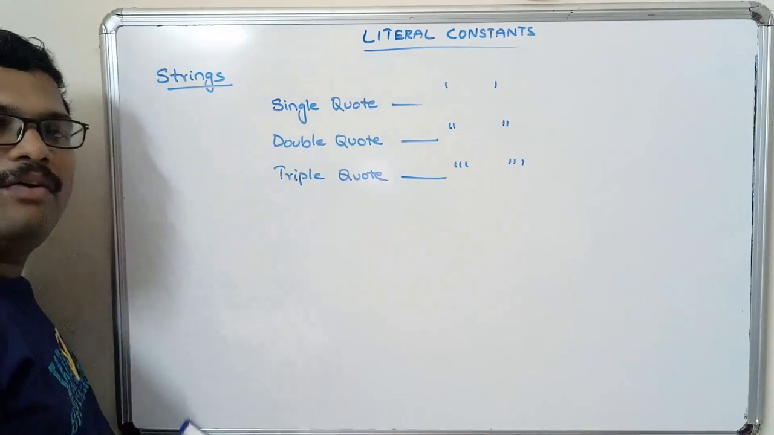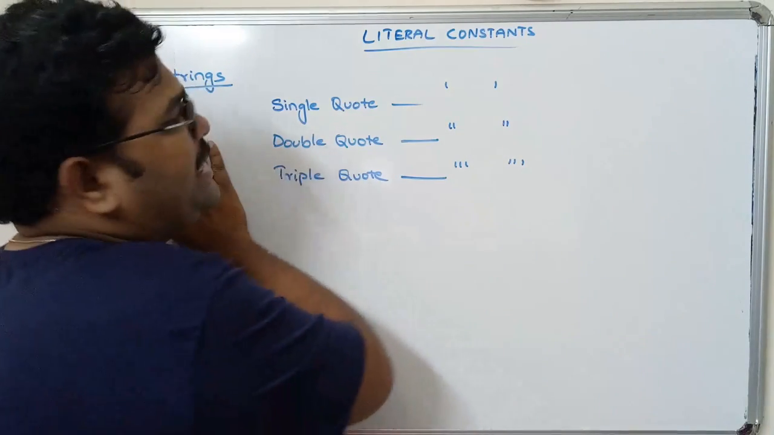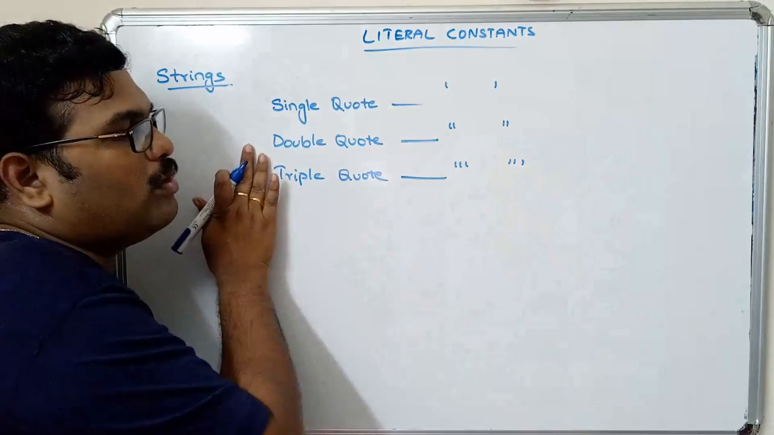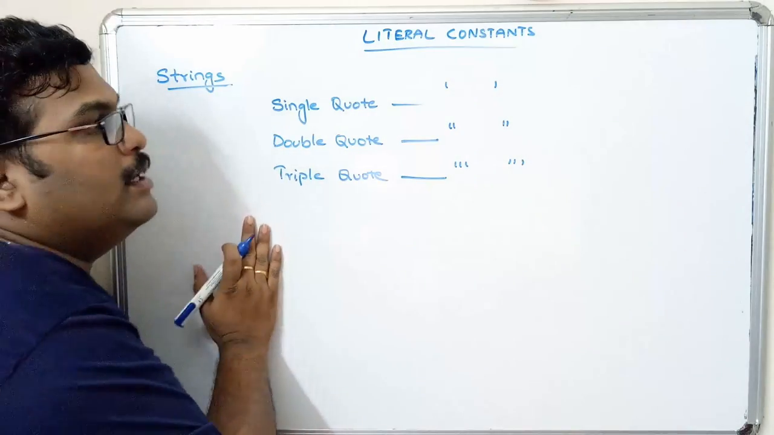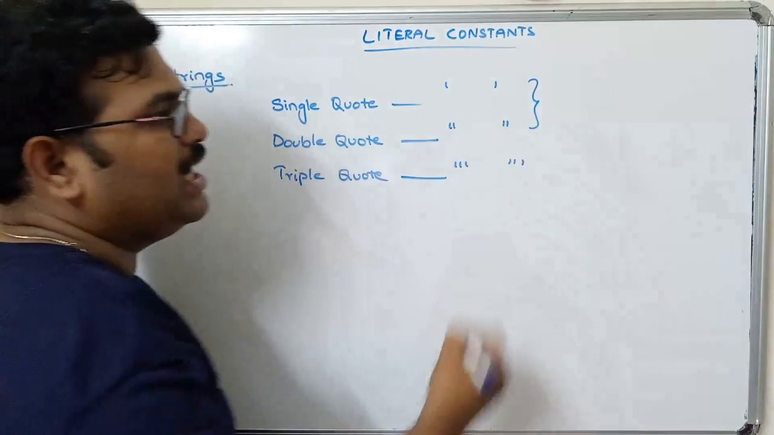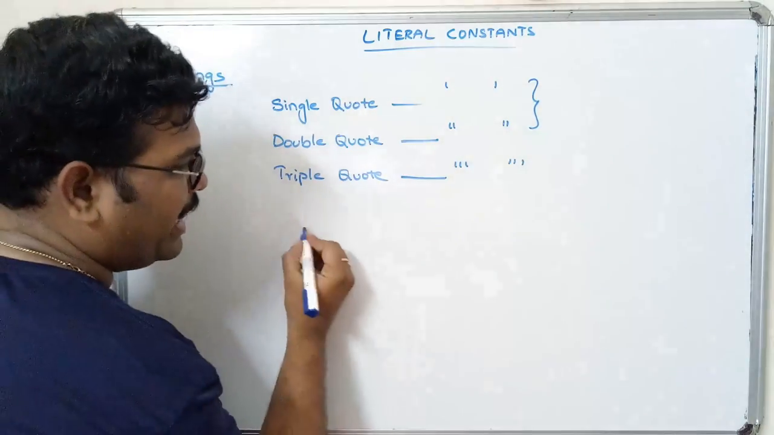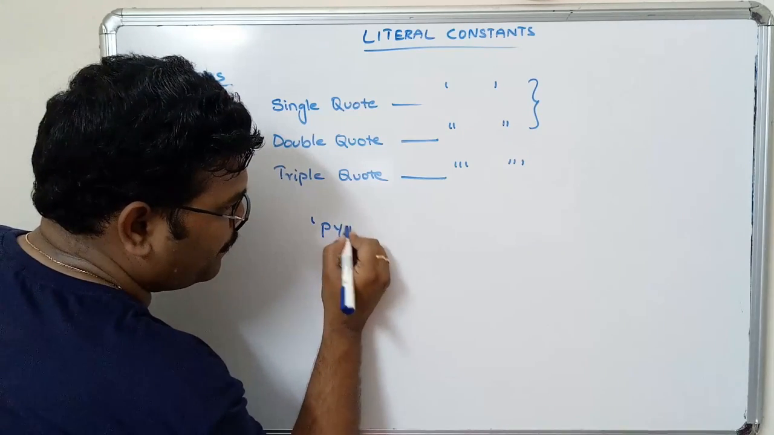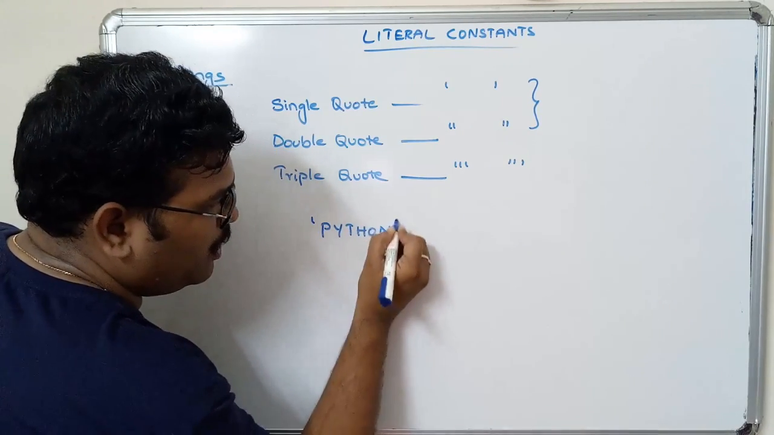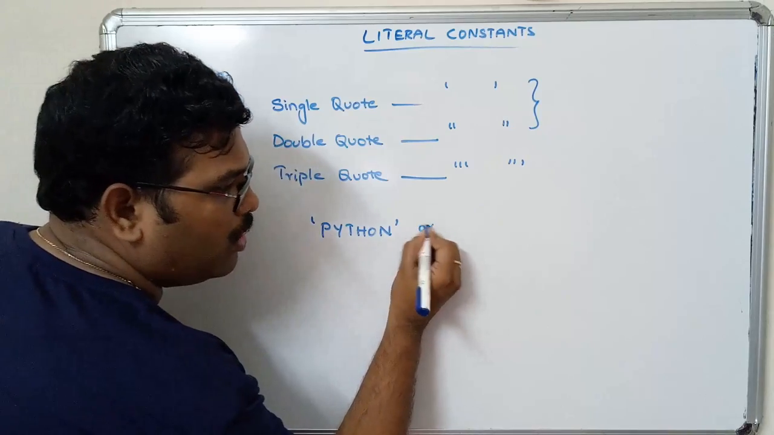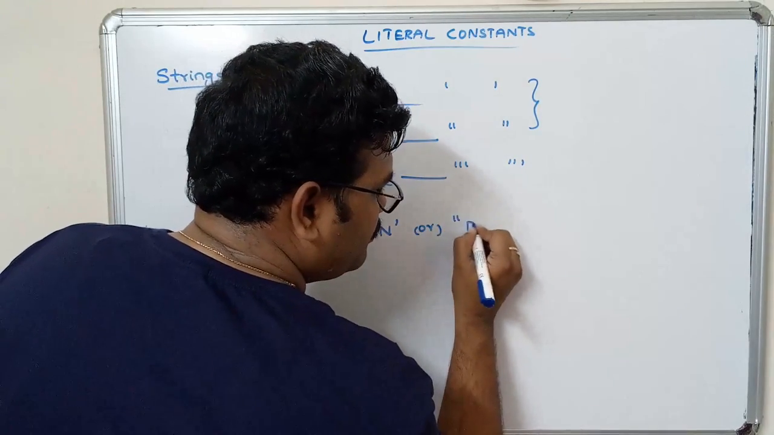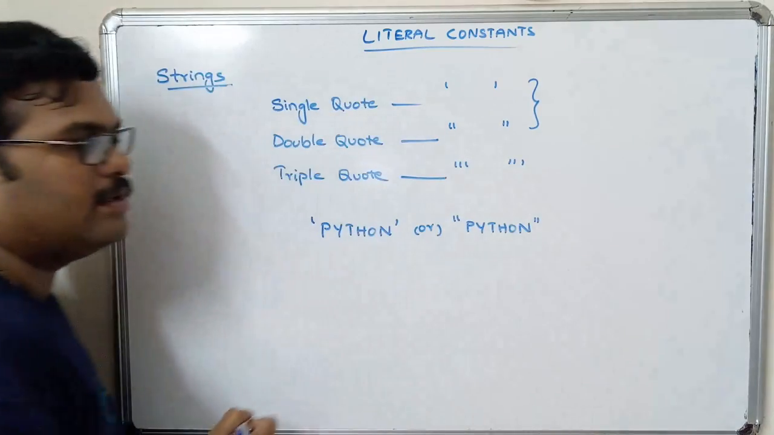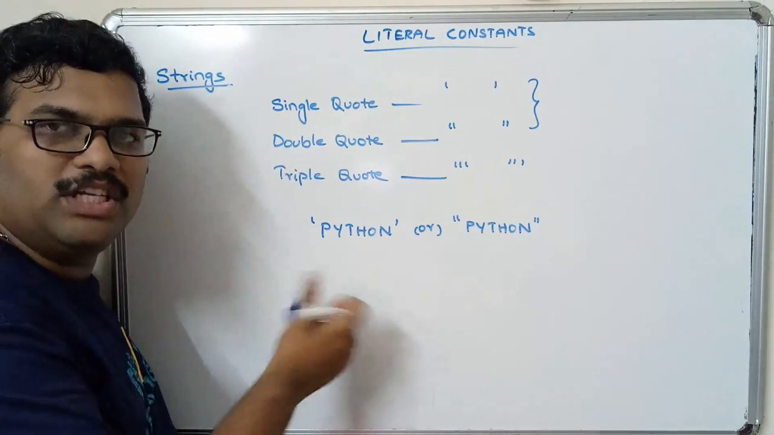So in our Python programming, strings can be represented in any of the three. That means by using a single quote or a double quote or triple quote. These two are the same, single quote and double quote are the same. So we can represent the string in this way or in this way. There is no change between these two.